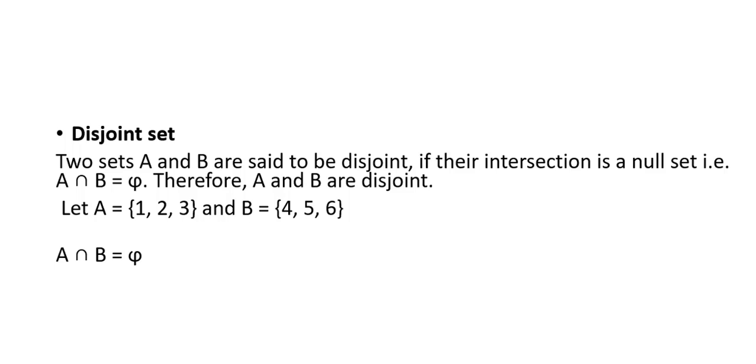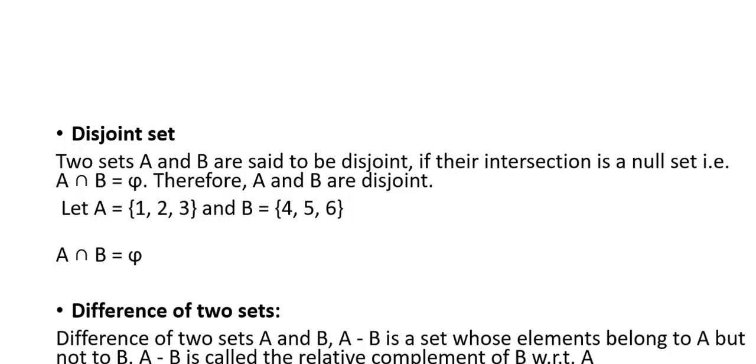Moving on, we're now going to study the difference of two sets. The difference of two sets A and B, that is A minus B, where difference means subtraction, is a set whose elements belong to A but not to B. A minus B is called the relative complement of B with respect to A. Now what does that mean? First of all, let's take an example.